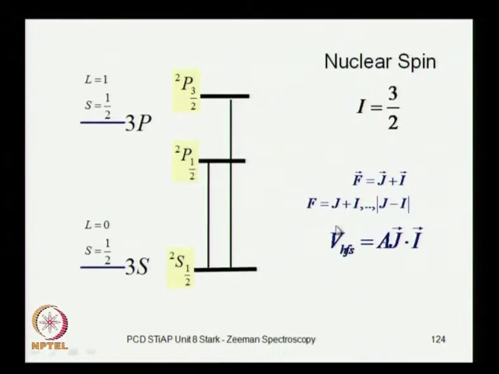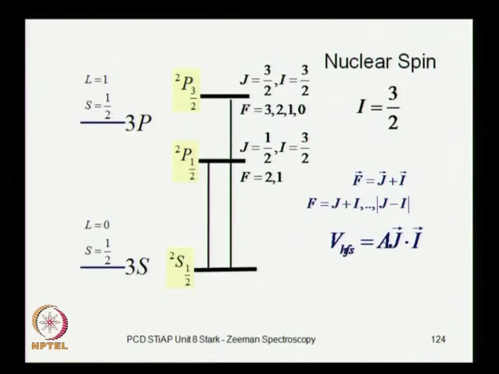Now, when you do that, the resultant angular momentum will be given by angular momentum coupling of j with I, and the f value will go from j plus I to modulus of j minus I, according to the laws of angular momentum coupling. This means that if you take j equal to 3/2 and I equal to 3/2, the resultant value of f will go from 3, 2, 1 and 0. So, you will get a quartet, 4 levels from the excited 2p 3/2 state.